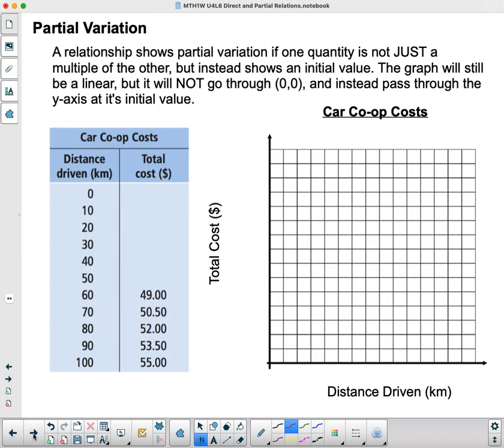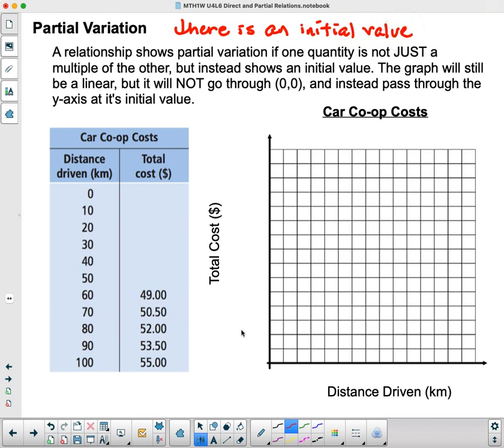Now, partial variation. A relationship shows partial variation if one quantity is not just a multiple of the other, but instead shows an initial value. The graph will still be linear, but it will not go through 0, 0. So instead, it passes through the y-axis at its initial value. So for partial variation, there is an initial value. That's the biggest thing.